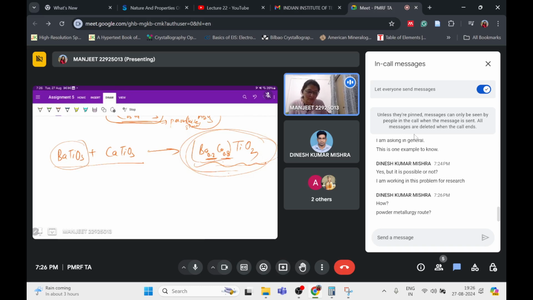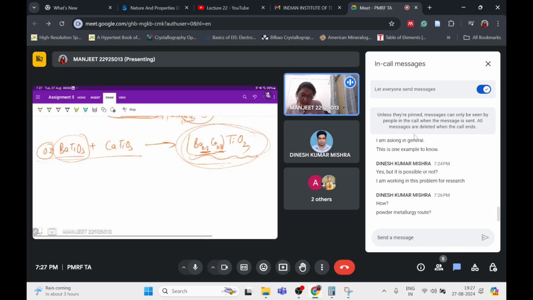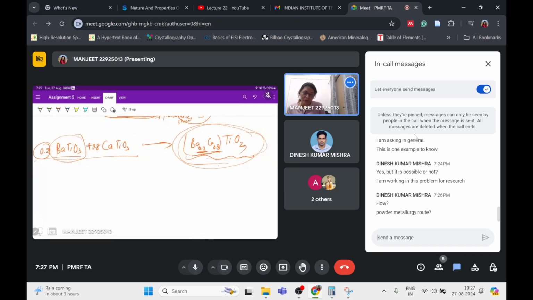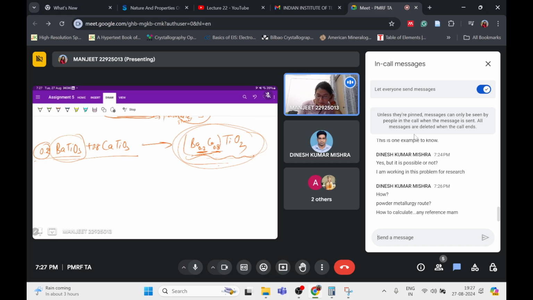If Ba and Ca both are going at the A side, the barium should be at 0.2. 0.2 mole of the barium titanate will combine with 0.8. How to calculate, any reference?